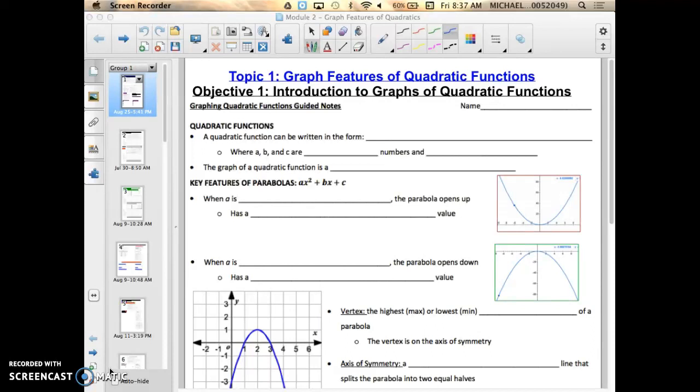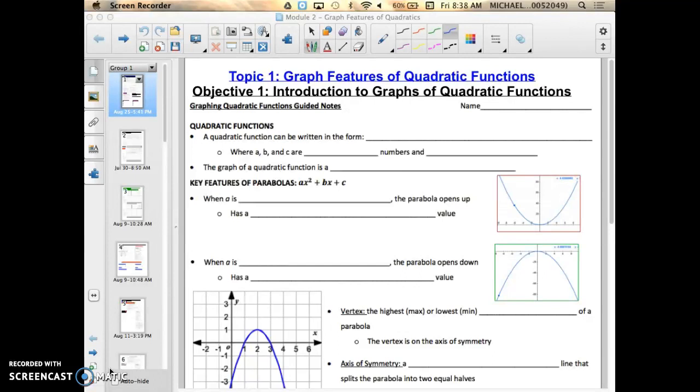It's Mr. Nelson here. I am going to talk through the beginning of Module 2, and Module 2 is quadratic functions. And Topic 1 of Module 2 is going to be graph features of quadratic functions. Now the majority of this module is review from Algebra 1, it just goes a little bit further in depth. And to begin, I'm going to go through Objective 1, which is just an introduction to graphs of quadratic functions.